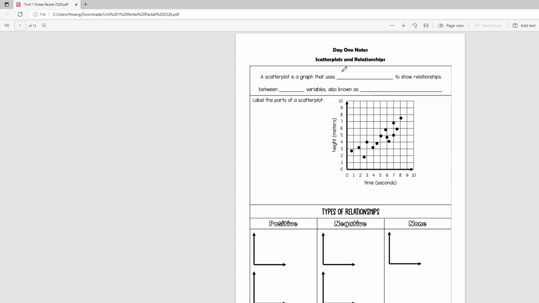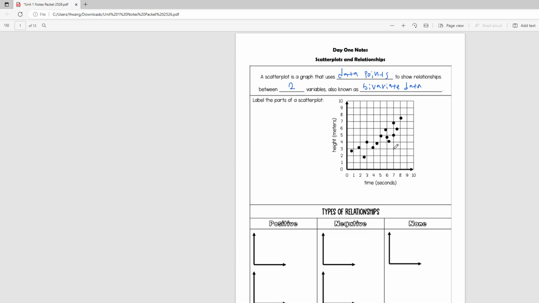A scatter plot is a graph that uses data points to show relationships between two variables, also known as bivariate data. What does it mean to have scatter plots and bivariate data? Well, below here is an example of a scatter plot.